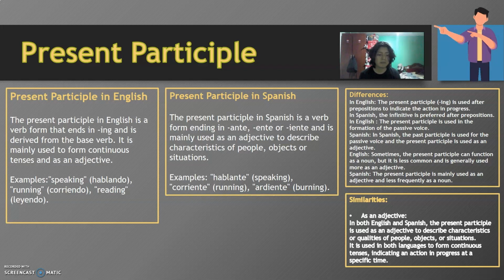In both English and Spanish, the present participle is used as an adjective to describe characteristics or qualities of people, objects, or situations. And it is used in both languages to form continuous tenses, indicating an action in progress at a specific time. Okay, continue.